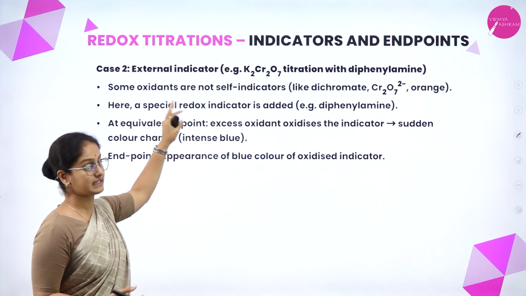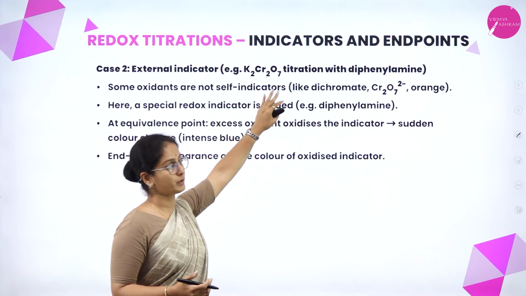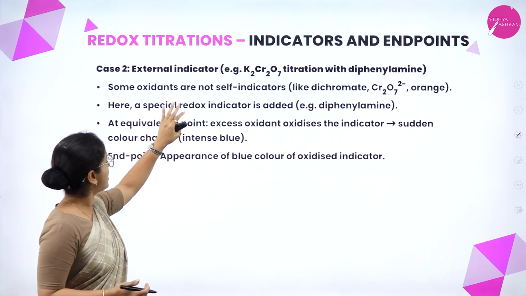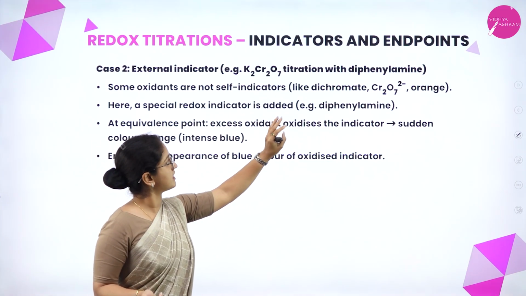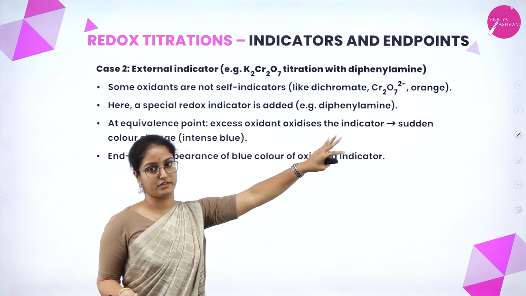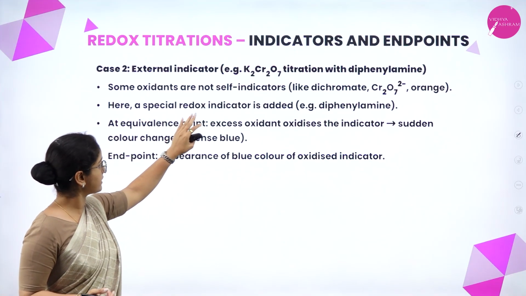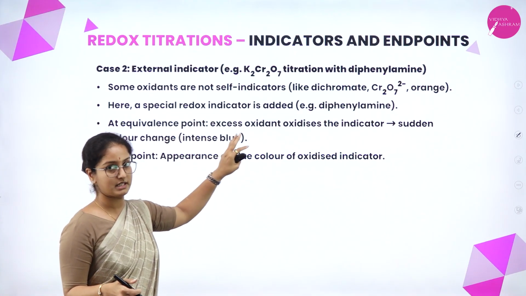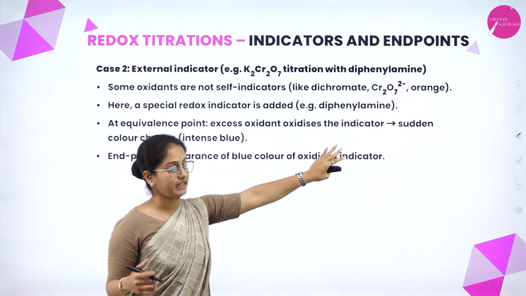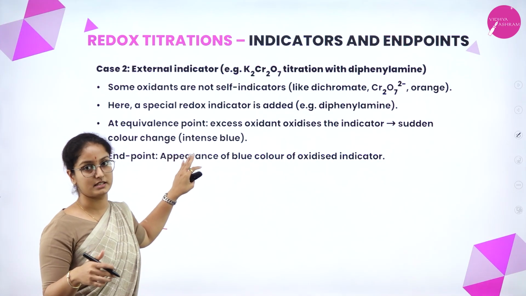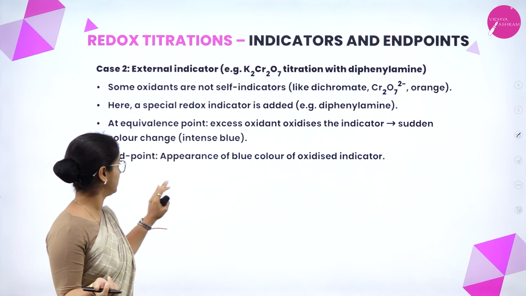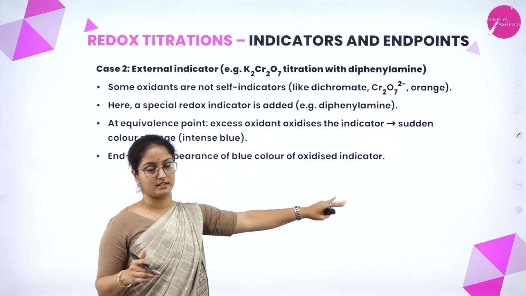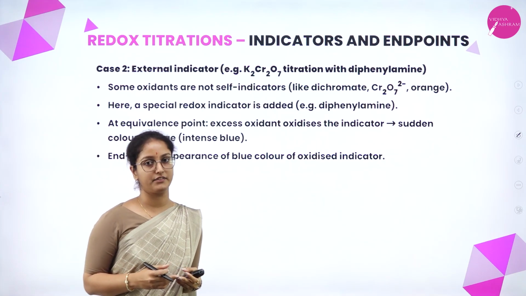The second case is an external indicator, for example potassium dichromate titration with diphenylamine. Some oxidants are not self-indicators, like dichromate ion, which is orange in color. Here a special redox indicator is added, that is diphenylamine. At the equivalence point, excess oxidant oxidizes the indicator and a sudden color change occurs, giving an intense blue color. Therefore the endpoint is the appearance of the blue color of the oxidized indicator. So here the indicator used is diphenylamine.